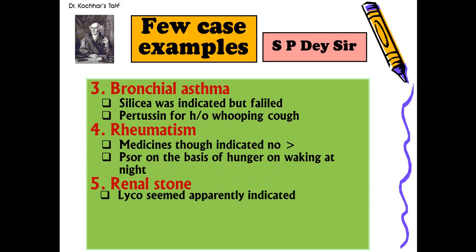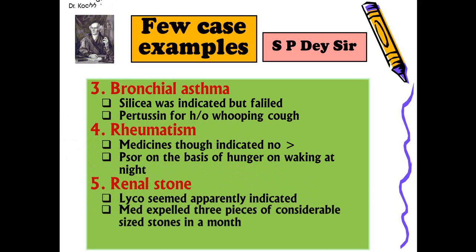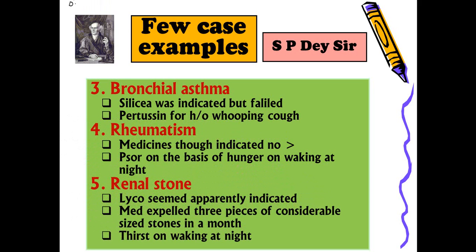The last case I have chosen here is of renal stone. Lycopodium seemed apparently indicated, but Medorrhinum expelled three pieces of considerably sized stones, must be about 1 centimeter or so, in a month. And thirst on waking at night was the prominent symptom. In Medorrhinum, it is a symptom written in bold. Thirst on waking in night.